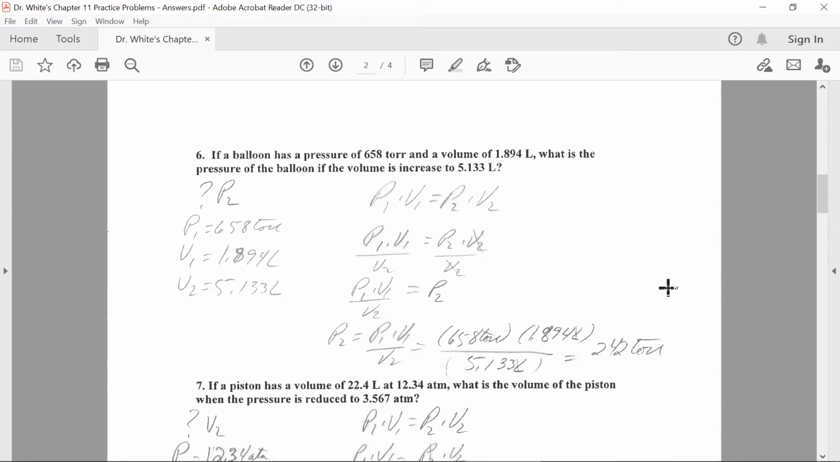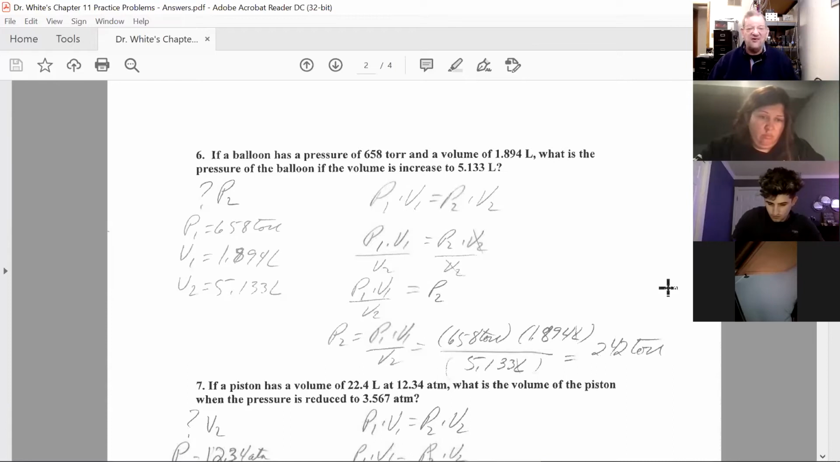If you don't have a calculator, just set it up. What are you being asked to find? What are you given? And what equation do you use and solve for that variable? And just put the numbers in. If you want to calculate them too, you can, because I'm not going to stop you.